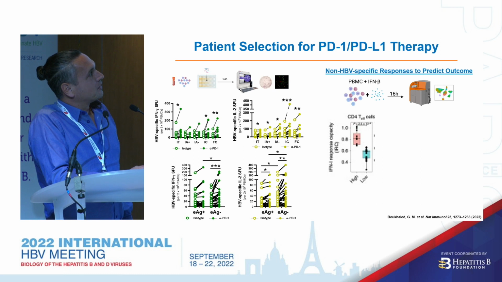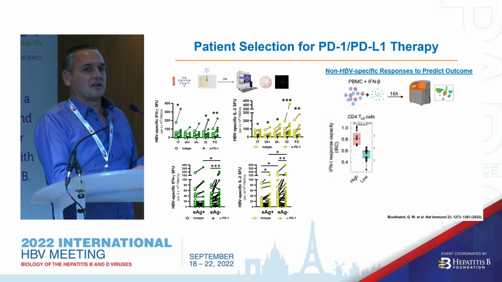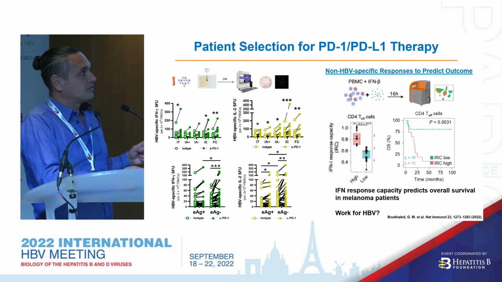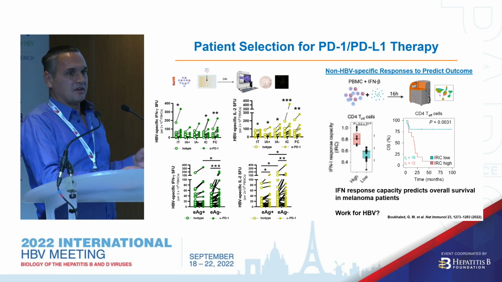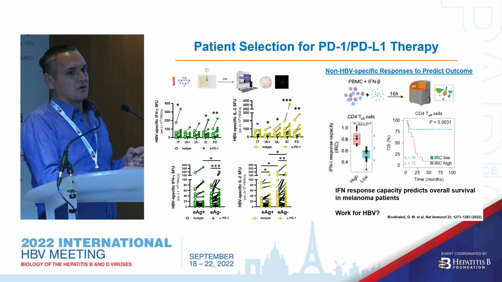In the CD4 effector T cells, they saw pretty distinct profiles of response. There were CD4 effector T cells with a high interferon response capacity, which is this y-axis here, and then a low interferon response capacity. And they took this interferon response capacity and compared that to overall survival in checkpoint blockade patients. And what they found is really a very distinct survival curve. So these patients that had a low interferon responsiveness at baseline had much better overall survival.